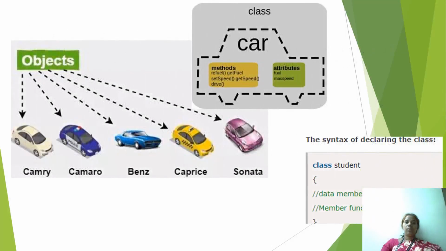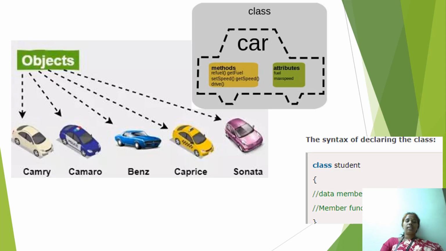Now we are going to see the structure of class and object. On top of the picture, we can observe a class structure. We have taken car as an example class. Car contains methods and attributes. Each class can have any number of methods and attributes. Car contains different types of methods like get fuel, set speed, get speed, and attributes like fuel and maximum speed. Attributes are nothing but variable declarations, and methods are nothing but functions. This is the structure of a class.